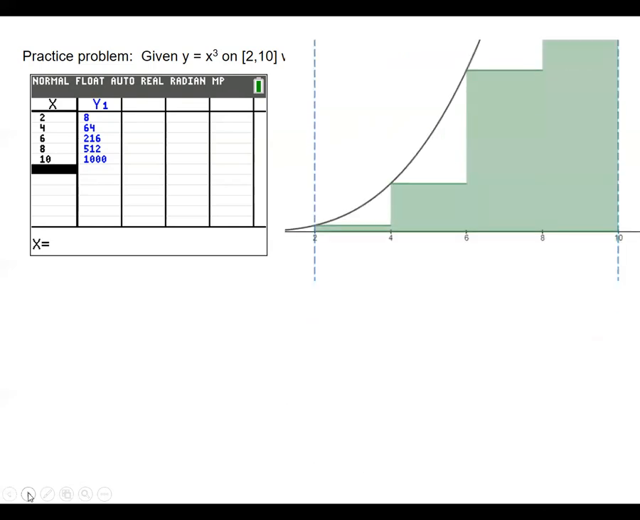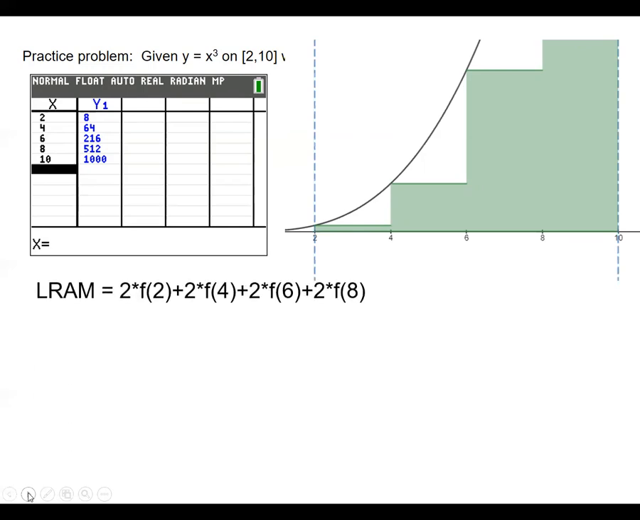So let's do an LRAM first. So here's a picture of what the LRAM would look like. So I'm going to find the height at 2, the left value of that first interval. Then my next rectangle, I'm going to find the height at 4. That's the left side of that rectangle, and so on and so forth.